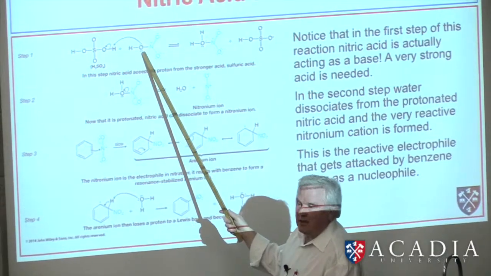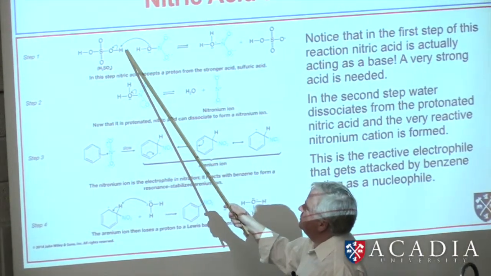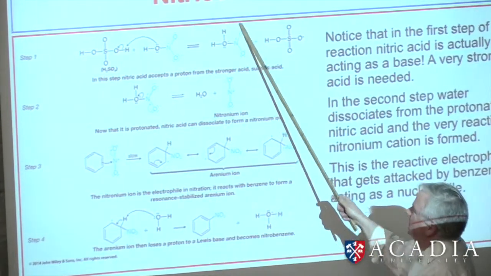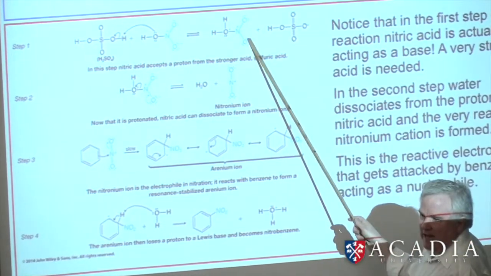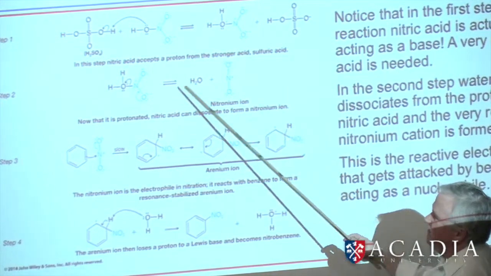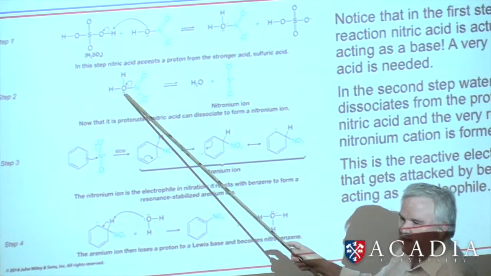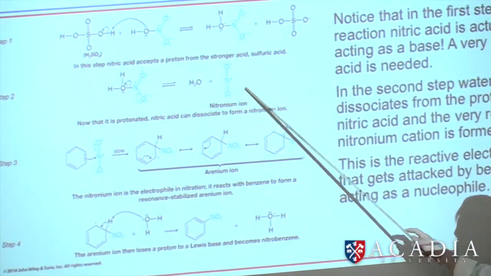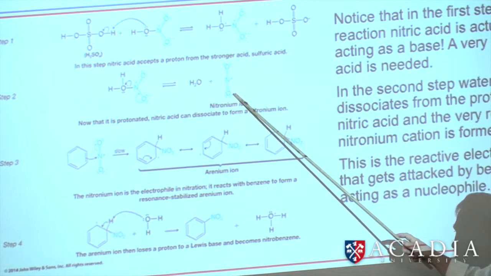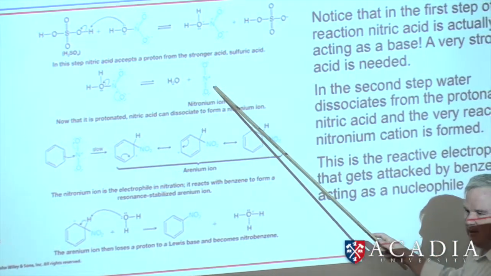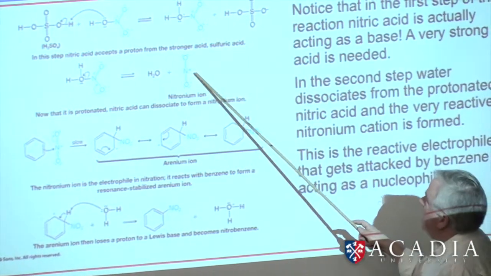And nitric acid acts as a base and removes a proton from sulfuric acid to give us this thing, which is just the protonated nitric acid. And notice now we can just throw water off. The second step is just the dehydration of that thing to give us water and this nitronium ion. Okay, this is a very powerful electrophile. It's not happy, it wants to find some electrons, form some sort of a bond, okay?